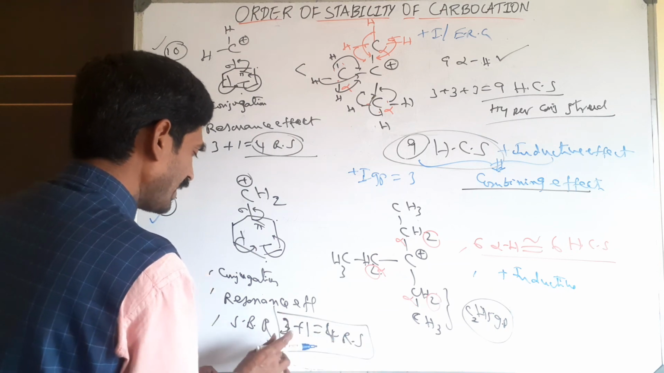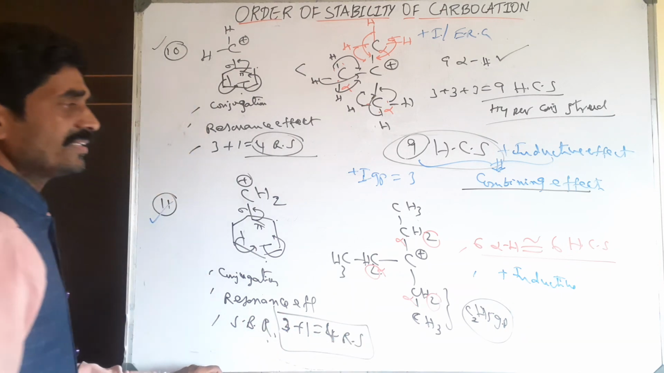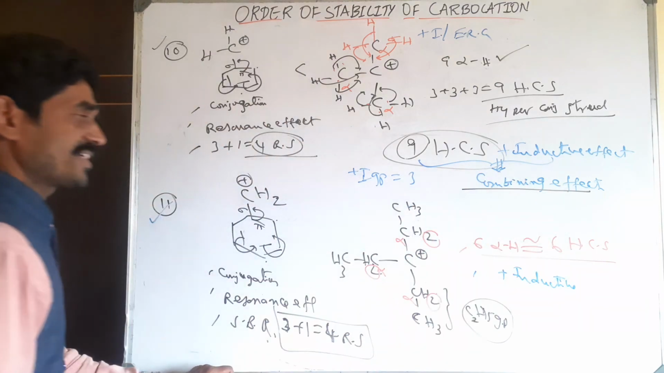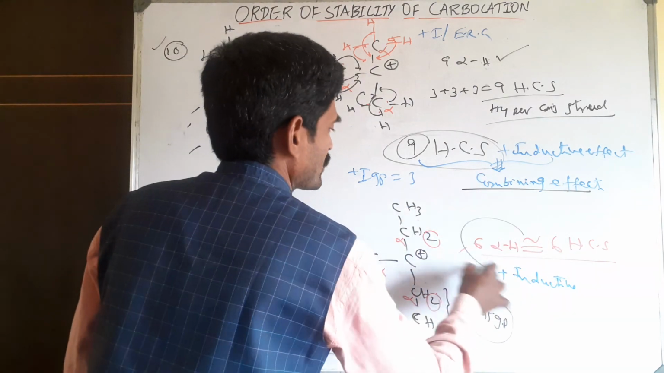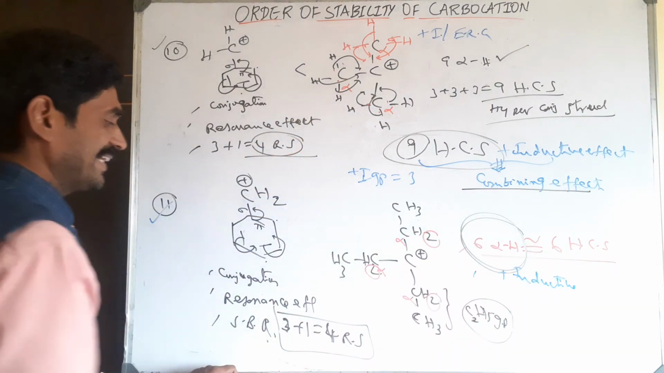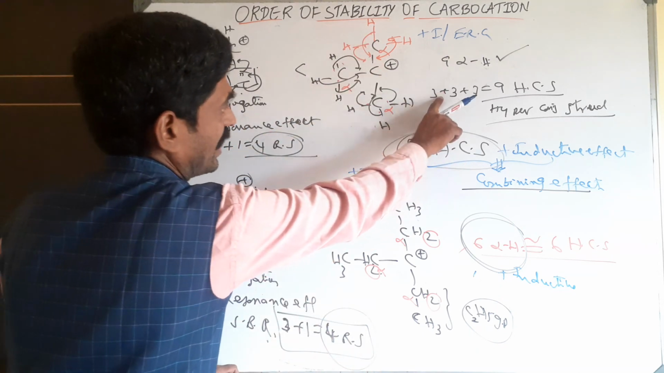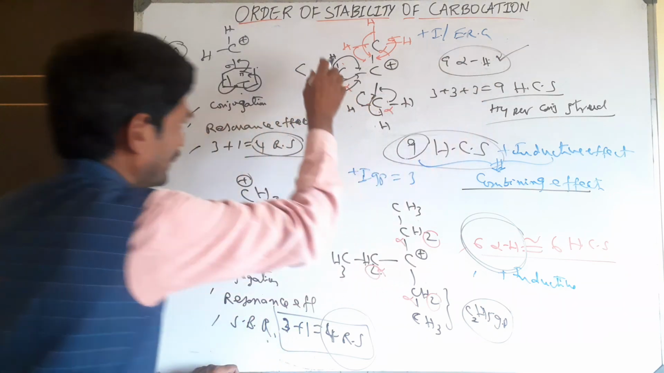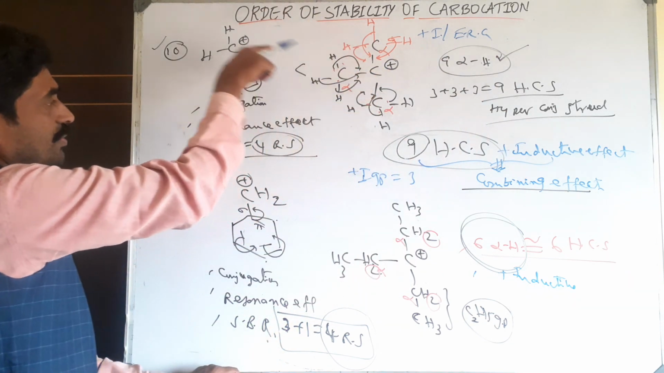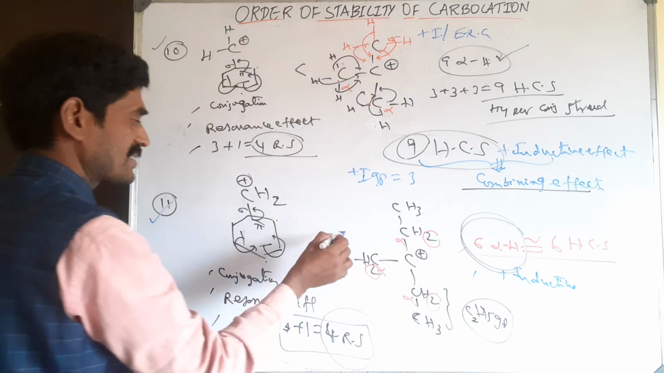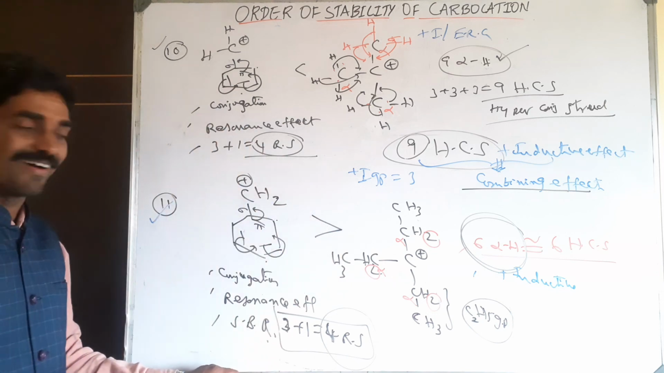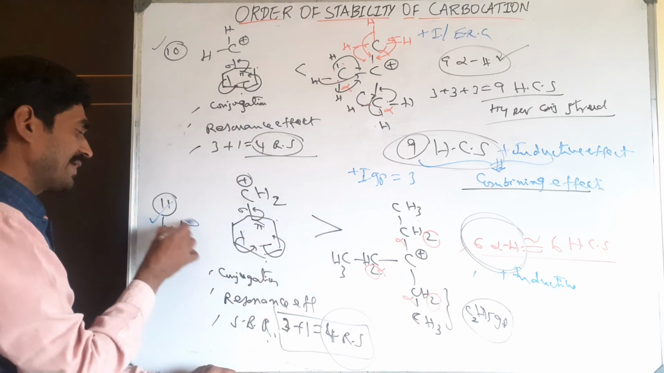Now here there are only 6 hyperconjugative structures, as the number of alpha hydrogens is less. Whereas there, 9 hyperconjugative structures, 9 alpha hydrogens are available. That's why the tertiary butyl carbocation is more stable than benzyl. But in this case, the benzyl carbocation is more stable. Keep that in your mind.